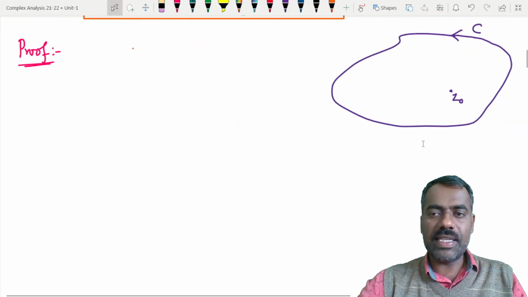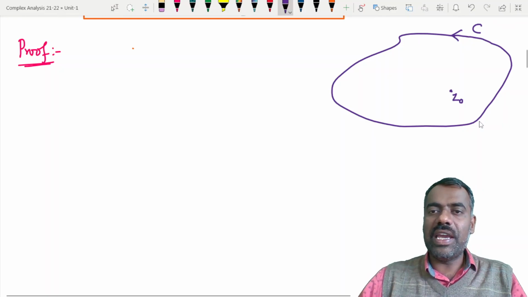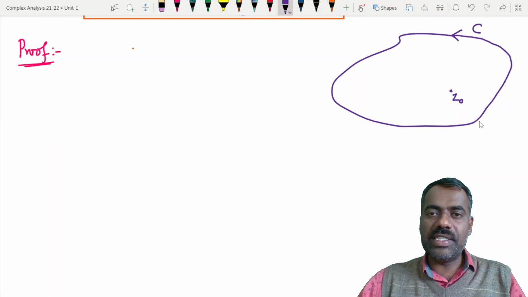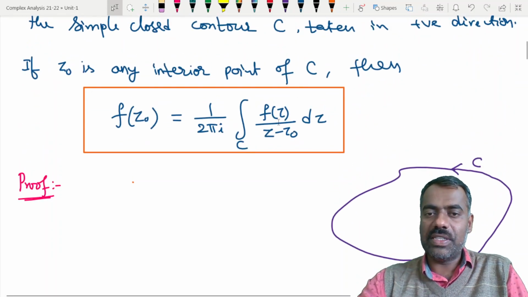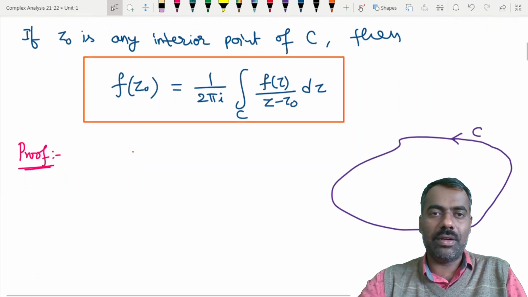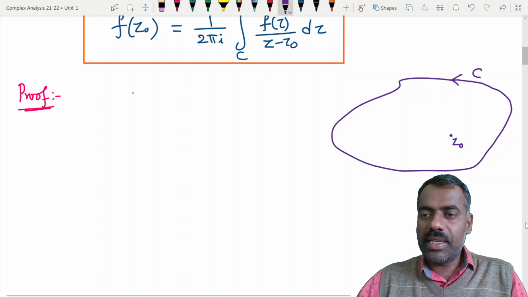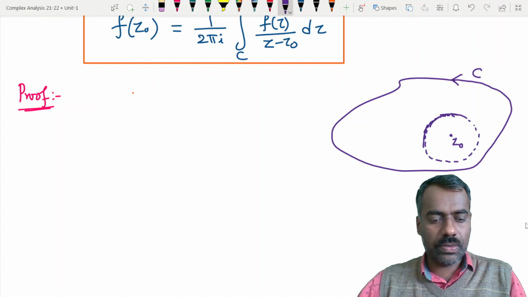What it says here is that we don't know what this C looks like. But because f is analytic everywhere here, if we can find a contour interior to C which contains this z naught, then the integration over C is the same as the integration over that smaller contour. So the idea is we will consider a circle around z naught.